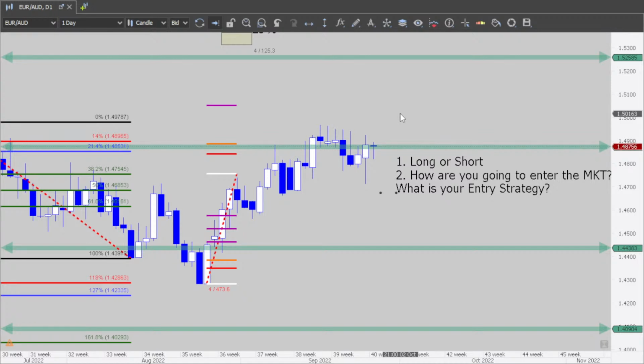Hedge fund trader Ala, long or short on Euro AUD? Hedge fund trader Dancy, long or short on Euro AUD? Julius, trader Julius, long or short on Euro AUD?